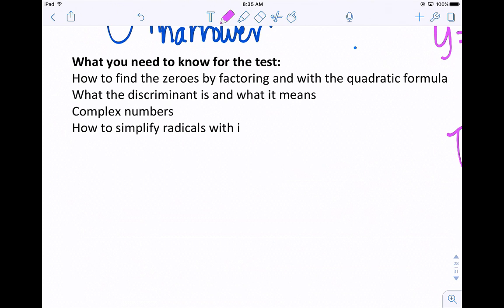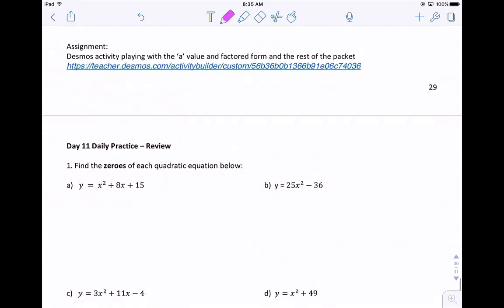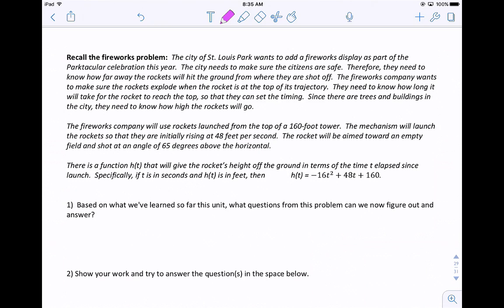What the discriminant is and what it means, complex numbers, and how to simplify radicals with i. So we're going to review some of that today. And we're going to look at the fireworks problem. This is what we started the chapter out with.